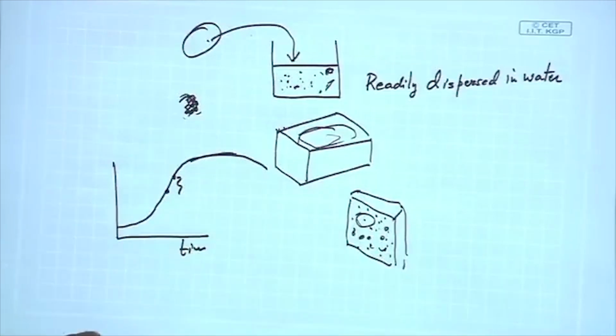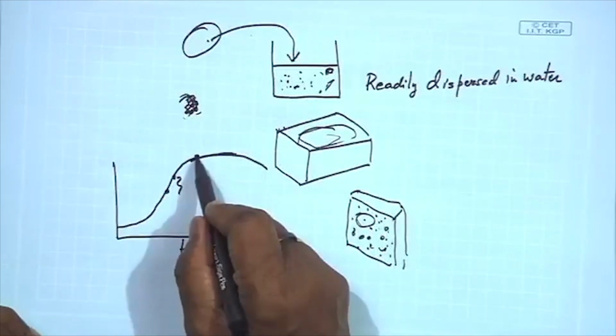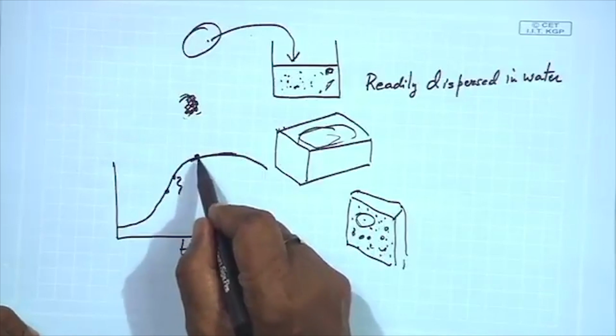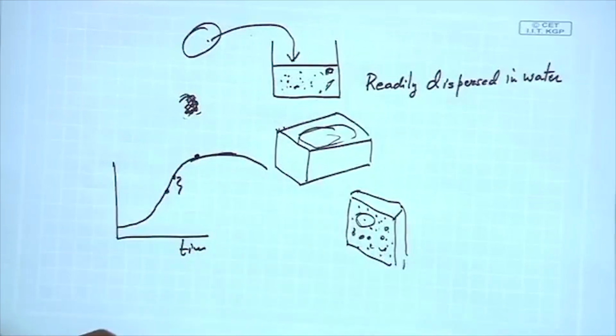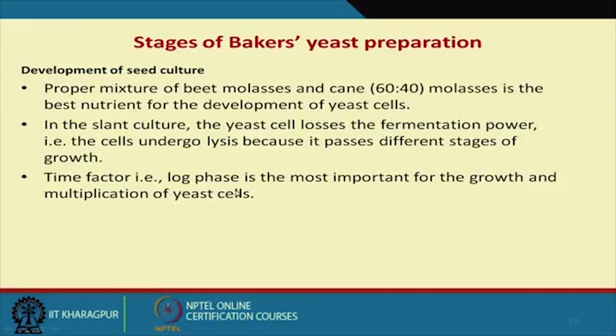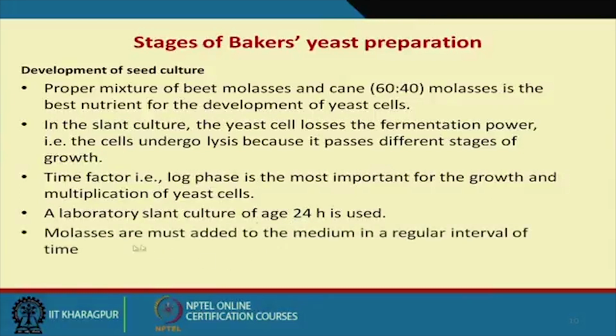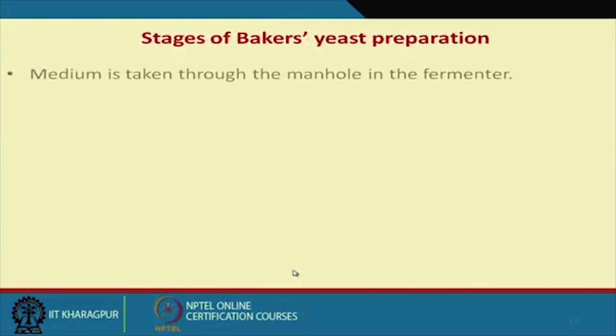If you do the inoculation outside that window, naturally the number of dead cells will be more, so the rate of growth of the organism will be affected to a great extent. The time of growth is very important. Log phase is the most important for the growth and multiplication of the yeast cells. A laboratory slant of 24 hours age is used. Molasses must be added to the media at regular intervals of time, and seed culture is done in 12 hours. So, this is the requirement we have.